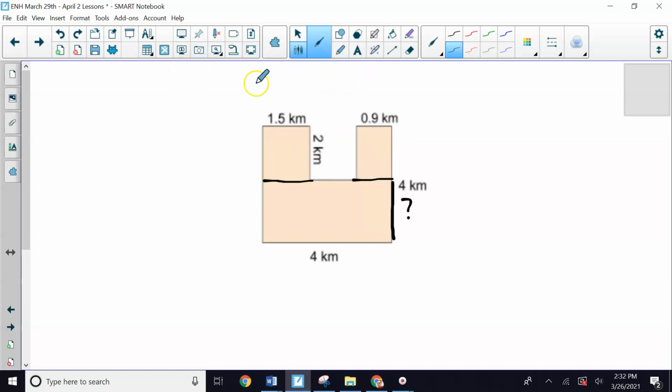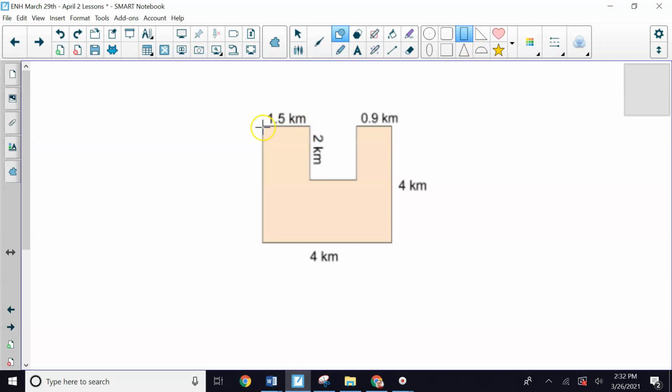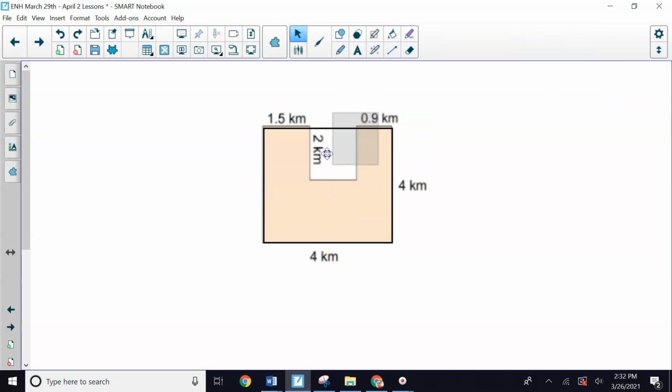I'm going to look at doing it a different way. I'm going to use composing, which means I'm going to make a triangle that covers this whole thing, and then I'm going to cut out this little middle piece right here.